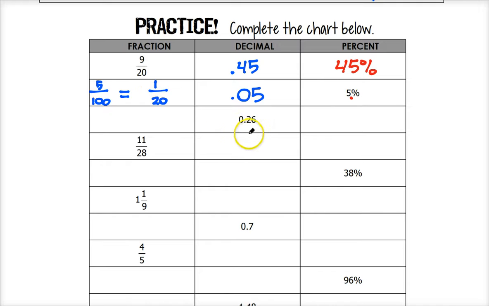Okay, 0.26. 0.26 as a fraction, we can write it as 26 out of 100. And then to reduce that, I can divide both 26 and 100 by 2, and I get 13/50ths. So that's 13/50ths as a fraction. As a percent, we're moving that decimal point to the right 2 places, and that gives us 26%.